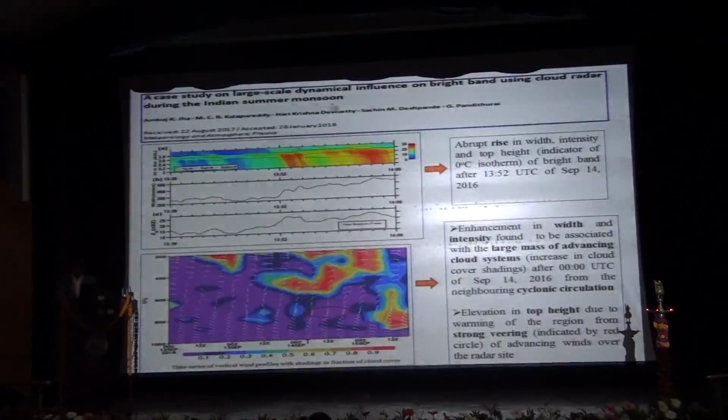We try to see what the large scale dynamic influence on the bright band is. Generally in radar terminology, the bright band is where the transition between ice and water takes place, which gives a higher reflectivity in radar. We try to see what happens to the width of the bright band in different raining conditions.